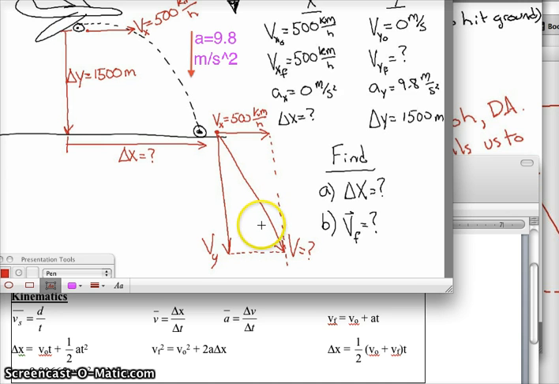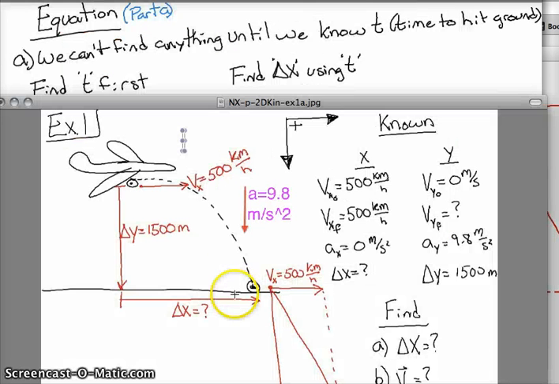And so what we're going to do here is figure out a way to find the time it takes for this wheel to fall from here down to here. The only way we can figure that out is if we use the y direction to do so. So I'm going to pull up my other picture, and we're going to take a look at this.